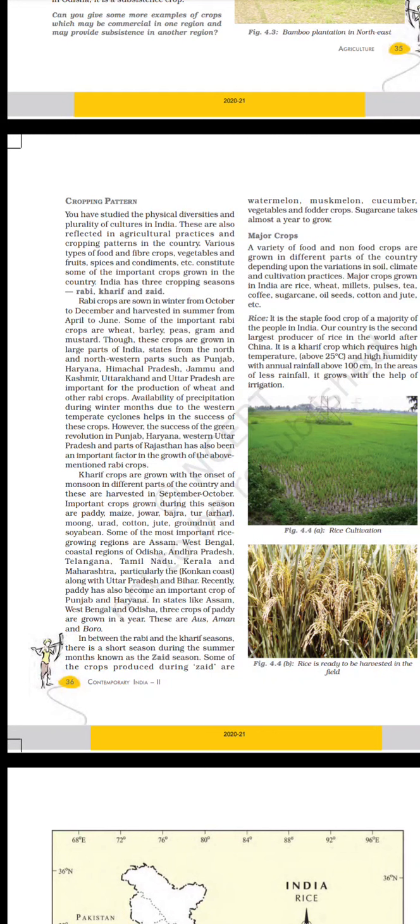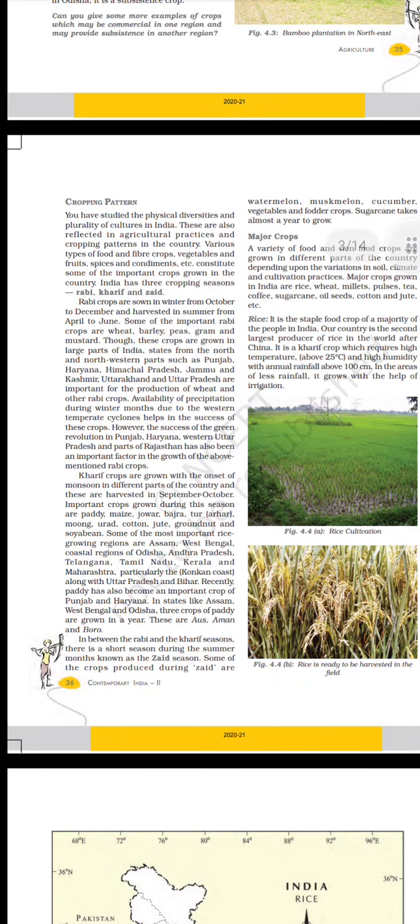Though these crops are grown in large parts of India, states from the north and northwestern parts such as Punjab, Haryana, Himachal Pradesh, Jammu and Kashmir, Uttarakhand and Uttar Pradesh are important for the production of wheat and other rabi crops. Availability of precipitation during winter months due to the western temperate cyclones helps in the success of these crops. However, the success of the Green Revolution in Punjab, Haryana, Western Uttar Pradesh, and parts of Rajasthan has also been an important factor in the growth of the above mentioned rabi crops.